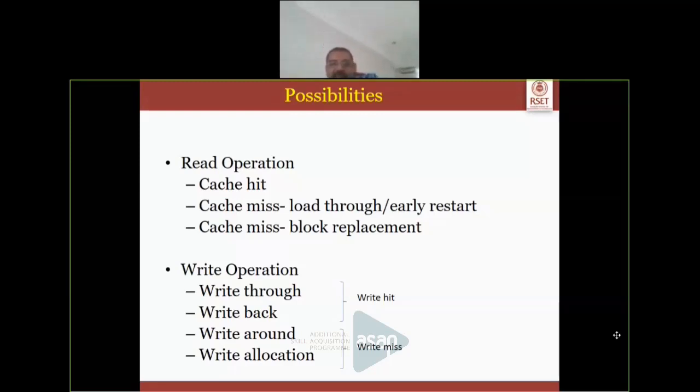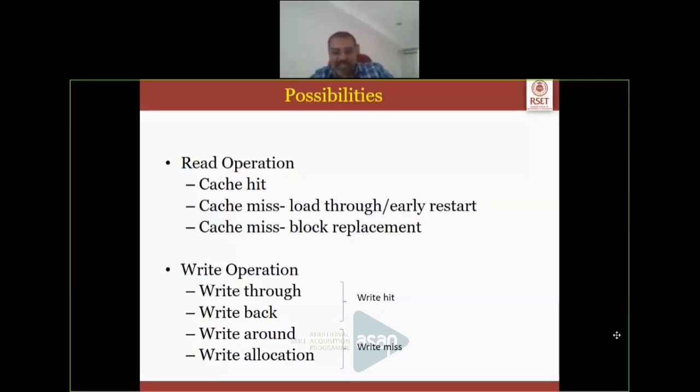Then, in the case of write miss, when the processor updates some portion, it has to be written back or updated. But when it checks, that particular block is not there in the cache memory. What to do? There are two methods. One is write around and second is write allocation. In write around, the processor directly updates the main memory.